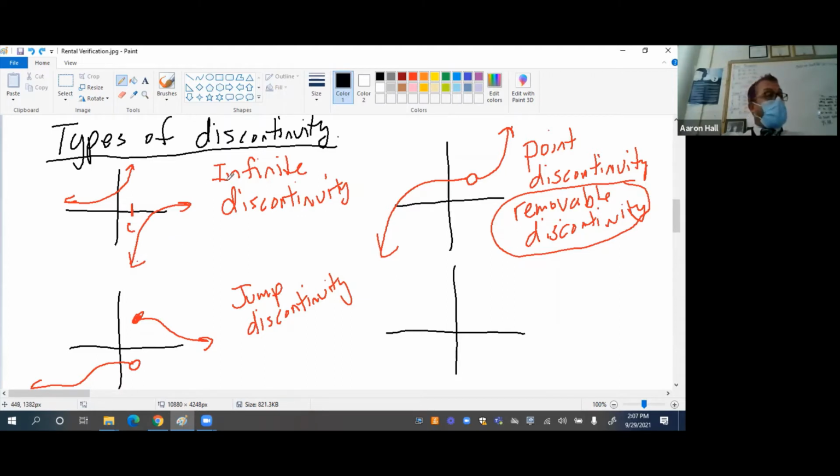All right, by looking at this one, Kata, what would tell you that this is a removable discontinuity? Yeah, if I took one single point and I put it right here, then that takes care of the problem. There's no more problem left and there's no discontinuity.